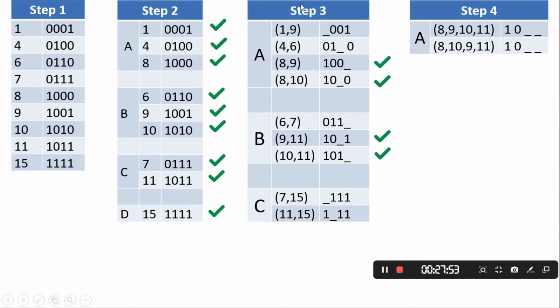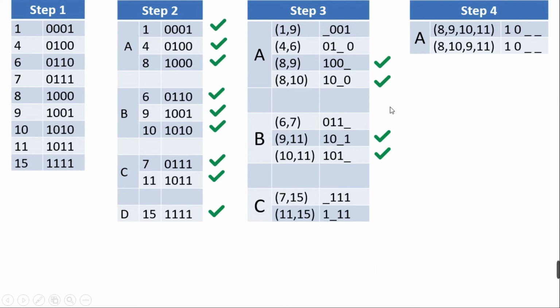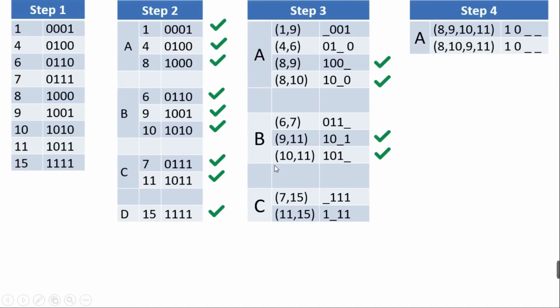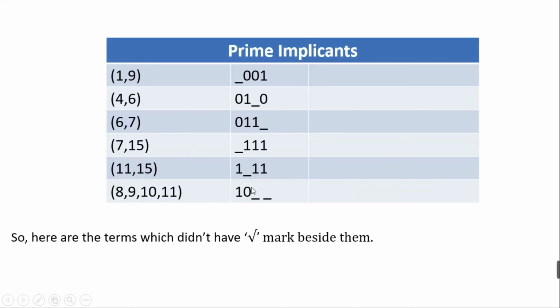So if we only consider the terms where there are no tick marks beside them, we'll get something like this. These are the terms which didn't have any tick marks beside them. You can actually go back and check for yourself. So for 1 9, 4 6, 6 7, 7 15, 11 15, and 8 9 10 11 and 8 10 9 11. These were the terms which didn't have any tick marks beside them, so we have taken those terms into consideration and named them prime implicants.